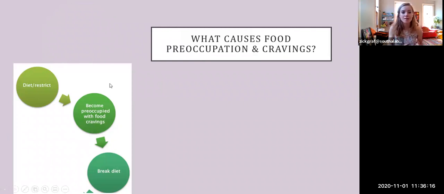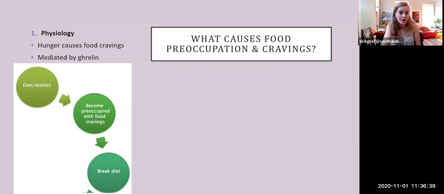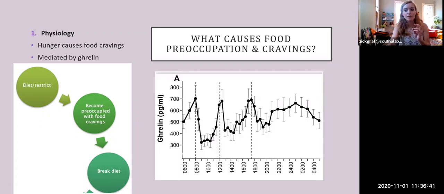What causes this food preoccupation and food cravings in the context of dieting and restrictive eating? The first driver of this is physiology. Hunger, the subjective feeling that we have when our body is at a caloric deficit, causes food cravings. In the last lecture, we talked about how hunger motivates food-seeking behavior and how food-seeking behavior is highly reinforced because it was so important for our species' survival. And we also talked about how the feelings of hunger and feeling motivated to go out and find food, feeling food cravings, is mediated by ghrelin, which is the hormone that our stomachs produce when we're low on calories or at times of day or in places and contexts where we're used to eating.